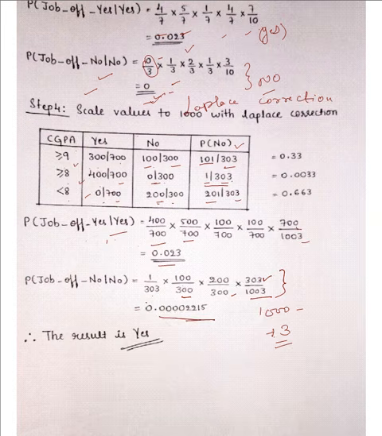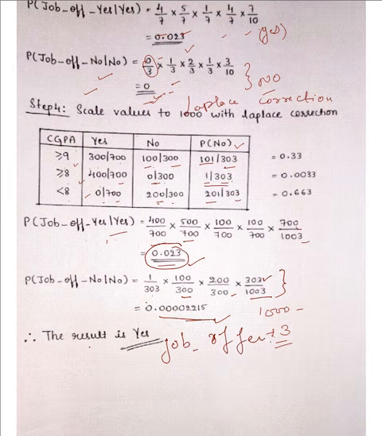Okay. So now we have to make the prediction. What will be the result? Whether the student is going to get the job offer or not. So compare both the results. So here job offer yes has the maximum value. So the model predicts the result as job offer yes for the student. So this Laplace correction is done whenever we have a result as 0. Otherwise, no need to do the correction.